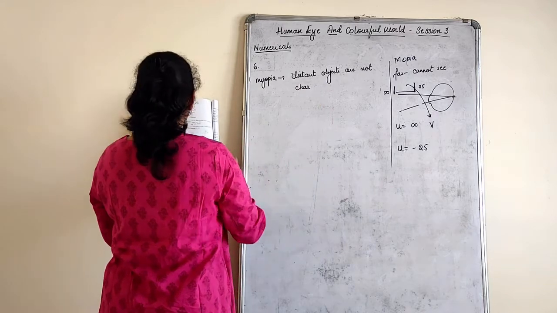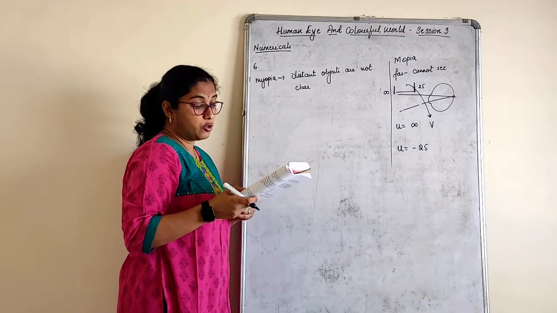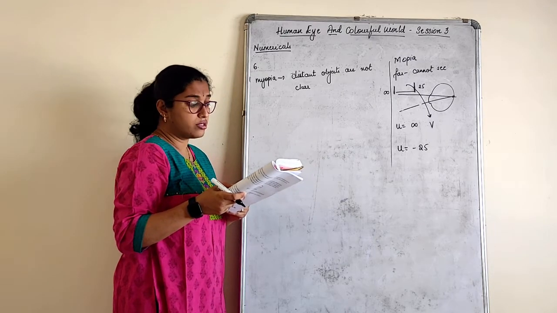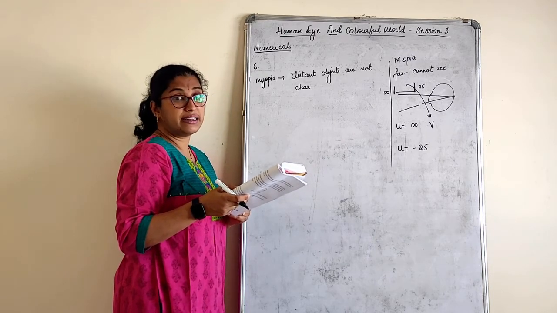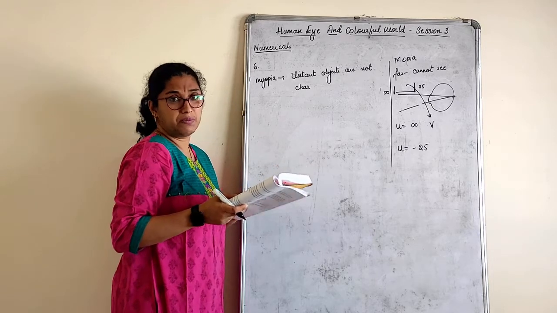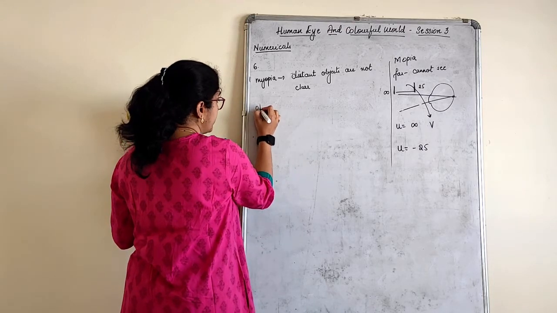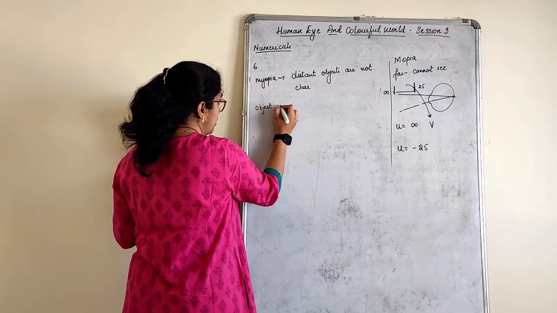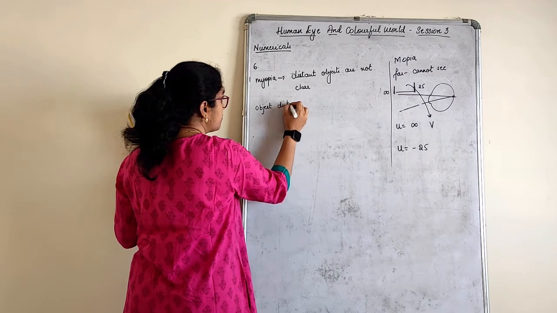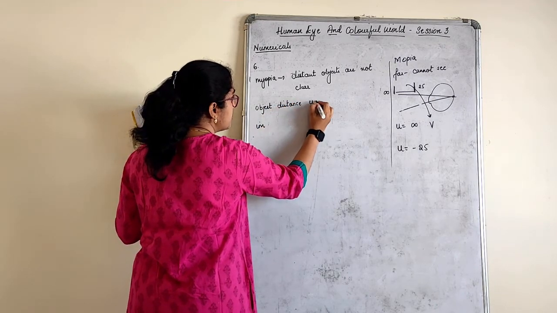So a person is suffering from an eye defect called myopia here. In this defect, the image is formed in front of the retina. We know that. Hence, concave lens is used. Now, we have not been asked that, but we know that concave lens is used. Now, what is the object distance? Image distance, object distance is U.